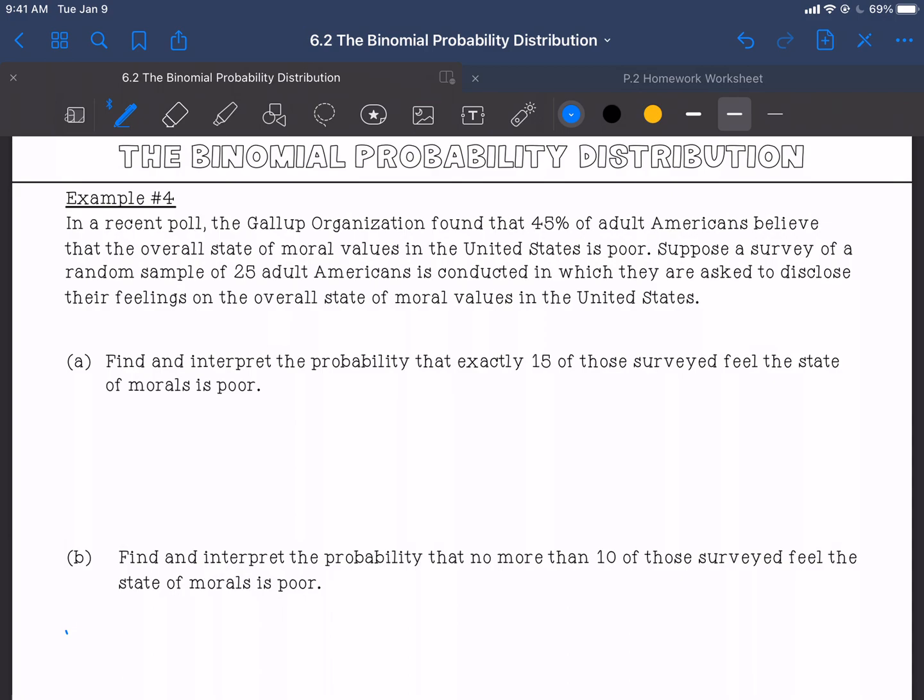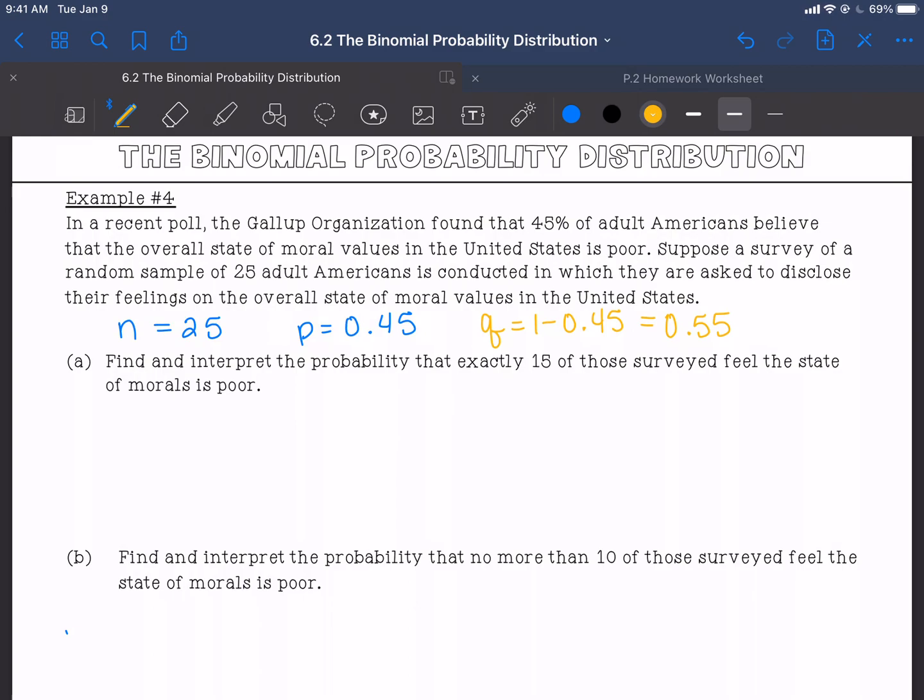Okay, so this is binomial. N is the 25. Our probability of success is the 45%, which is 0.45. And then the probability of failure, remember, which I typically refer to as Q, is 1 minus 0.45, which is 0.55. We may not need that, we might, so I just leave it there.